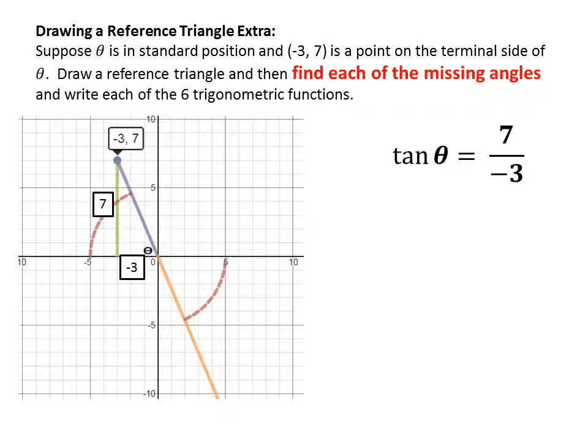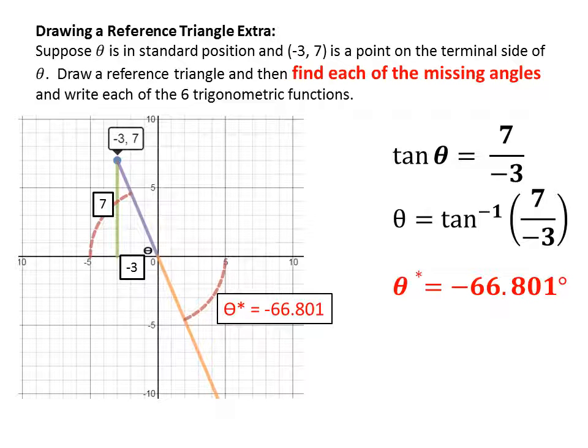So tangent of theta is going to equal 7 divided by a negative 3. Now to find our theta, we're going to do the inverse tangent on our calculator, so we do second tangent to get that inverse. The inverse tangent of 7 divided by a negative 3 is going to give us our theta of negative 66 degrees. That negative 66 degrees is actually in our fourth quadrant because we always start drawing our angles from the x-axis at 0 degrees, which is in our first quadrant. And so a negative 66 would actually be down.